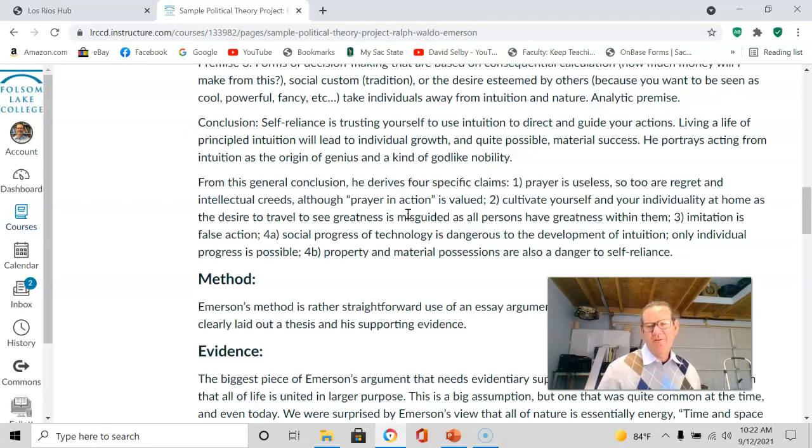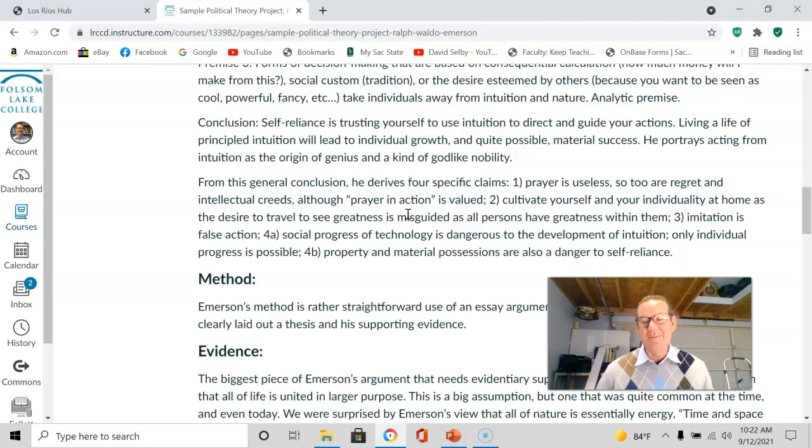Two, cultivate yourself and your individuality at home. You don't need to travel to Europe to figure out who you are. You don't need to go to Jamaica to get your groove back, right? There was this funny movie years ago, How Stella Got Her Groove Back. I never saw it. I hardly see any movies. But it's like she's in a rut. She goes to Jamaica, meets a hot guy. She got her groove back, right? That actually doesn't sound that bad. But according to Emerson, it's not going to work. So maybe he's wrong.